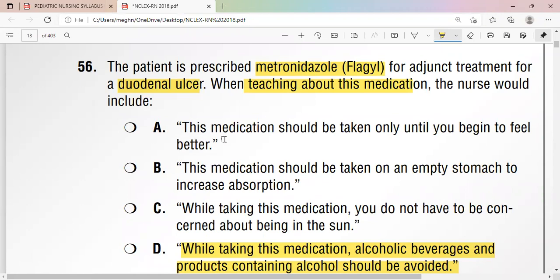Answer A is incorrect because the full course of treatment should be taken. The medication should be taken with a full 8 ounces of water. And the client should avoid direct sunlight because he will most likely be photosensitive. Therefore, answers A, B, and C are incorrect.